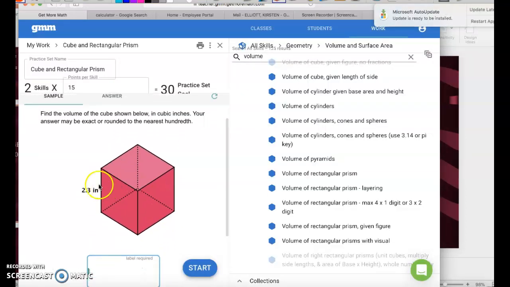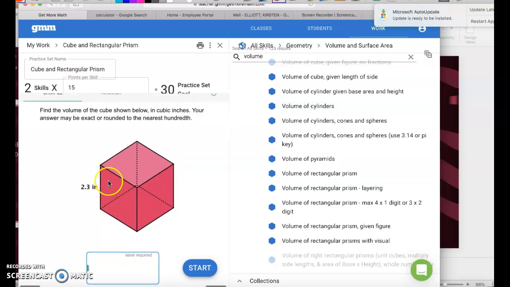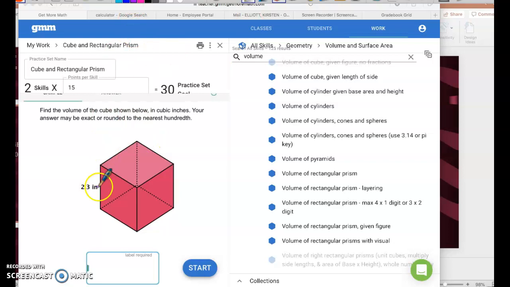Like I said earlier, all of the sides of a cube are equal to each other. So here, I already know if one side is 2.3, then all of the sides are 2.3. I know I need to be multiplying the length, the width, and the height. That's 2.3, this is also 2.3, and this is also 2.3. So in my calculator, I need to multiply 2.3 times 2.3 times 2.3, and then round to the nearest hundredth. So I'm going to go to my calculator.